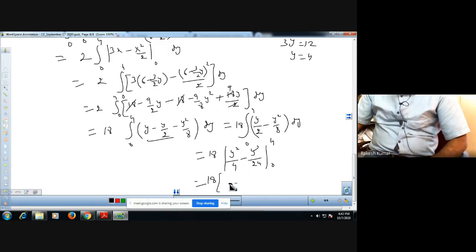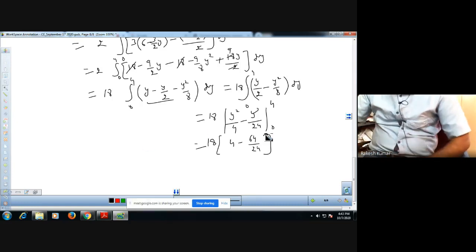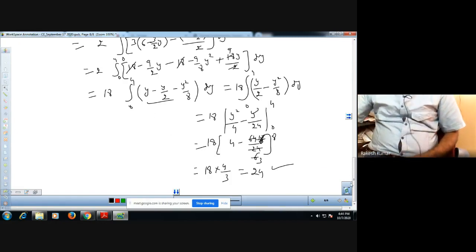So 4 square is 16. 16 upon 4 is 4. Minus 4 times 16, 64 upon 24. So this will be the value here. You can cancel 4, and that will be 16 over 6, which is 8 upon 3. So ultimately it is 4 minus 8 by 3, which gives 4 by 3. So 24 is the final value which you will get after applying the surface integral.